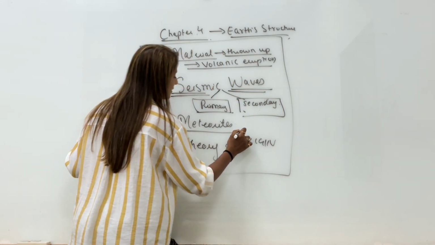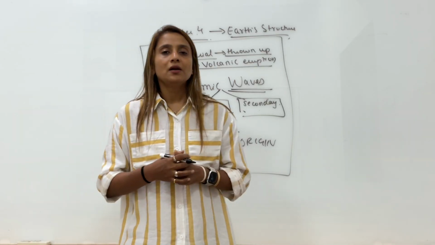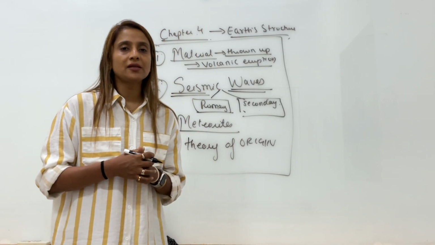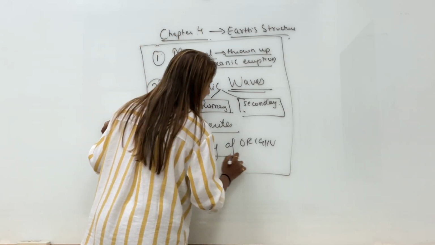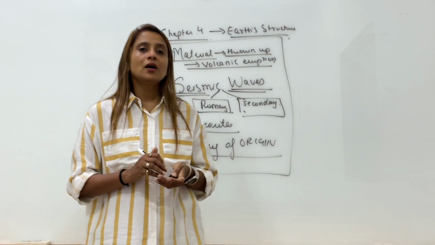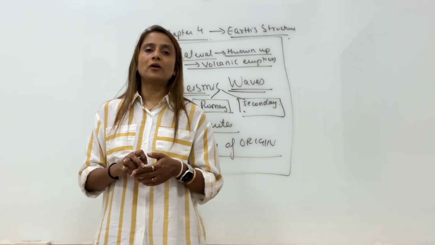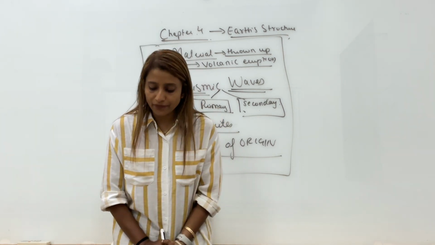Then our knowledge is also based on the study of meteorites. Earth is constituted of the same material that meteorites are made up of. And also our knowledge is based on the theory of the origin of the earth. Now in this chapter we are going to talk about the three layers which our earth is made up of.